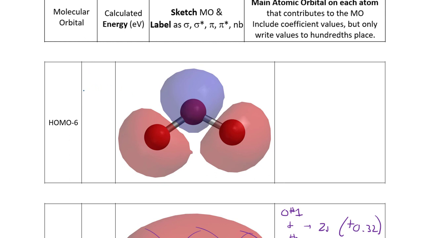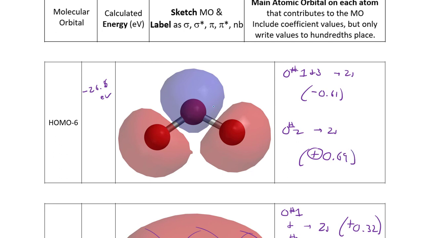I think you can kind of see what's happening here. HOMO minus 6 is negative 26.6 eV, significantly higher, right? HOMO minus 8 is much lower than HOMO minus 6. And in this case, what do you got? Oxygen number 1 and 3 contribute its 2s orbital, and it's negative 0.61. And the central oxygen number 2 contributes a 2s, but check it out. It now has a positive phase of 0.69. So you really see here you've got a positive and then two negatives.